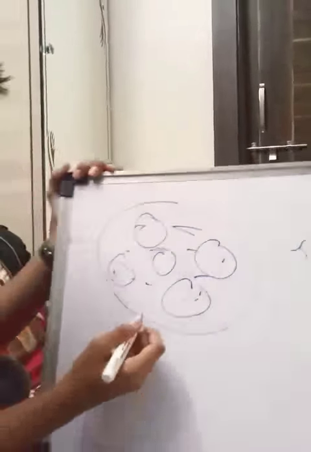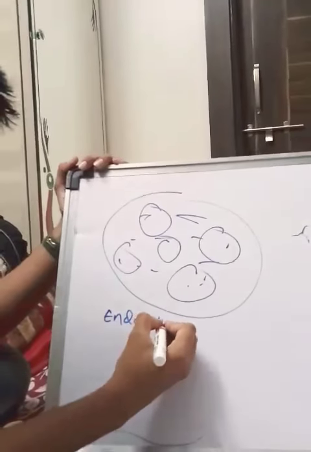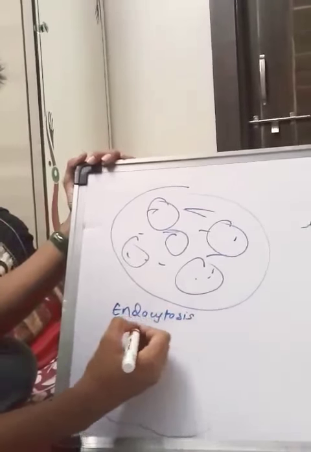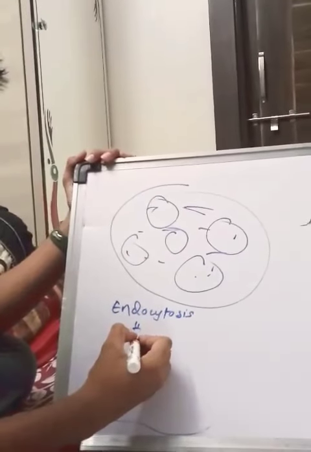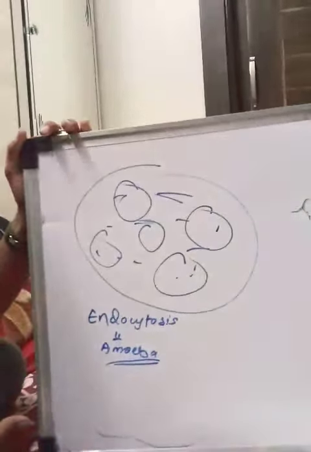There is a process known as endocytosis, through which amoeba engulfs food. Then let's discuss various cell organelles.